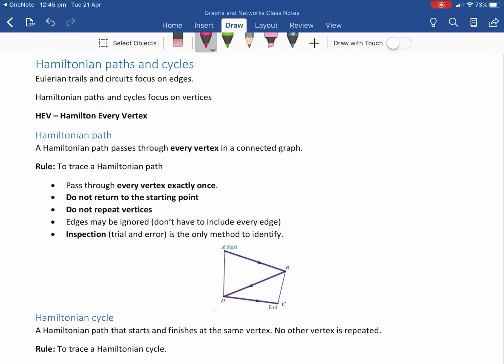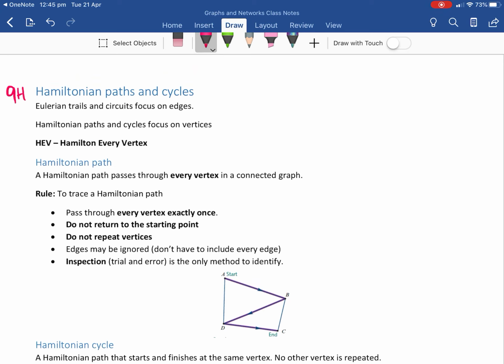Okay, so we're looking at 9H, very similar to 9G. We're looking at something called a Hamiltonian path and cycles. It's very similar to the Eulerian. However, Eulerian focuses on edges, but Hamiltonian paths and cycles focus on vertices.